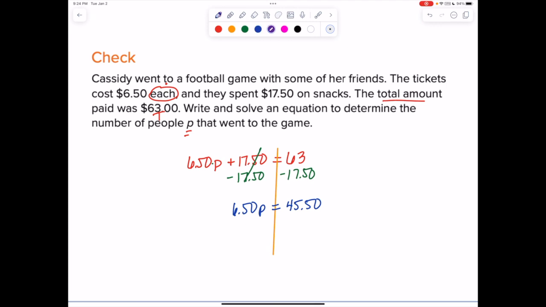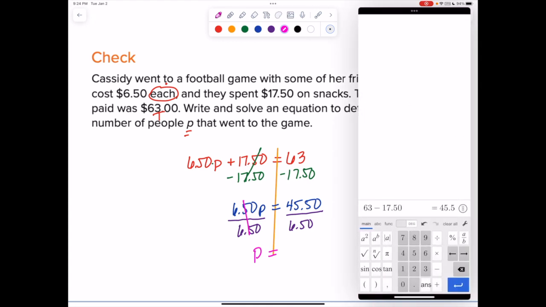Okay, and now how do I isolate the variable? Well, I have a times p, so I'm going to divide instead. That's not a fraction, so I don't need to multiply by reciprocals. You do have to divide on both sides. Okay, that cancels out, and we're left with how many tickets or how many people. So let's see.